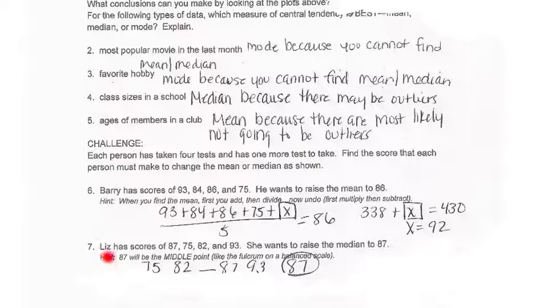And then here, Liz has a score of 87, 75, 82, and 93. She wants to raise her median, the middle number, to 87. So for these, what is she going to need to make? She needs to make an 87.